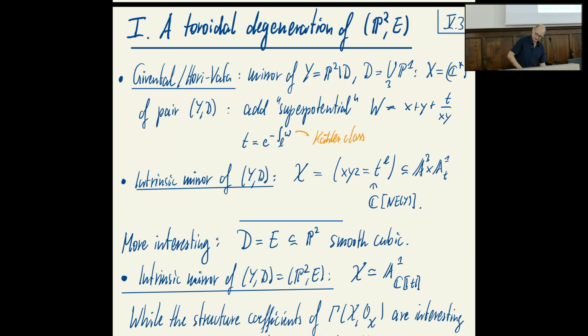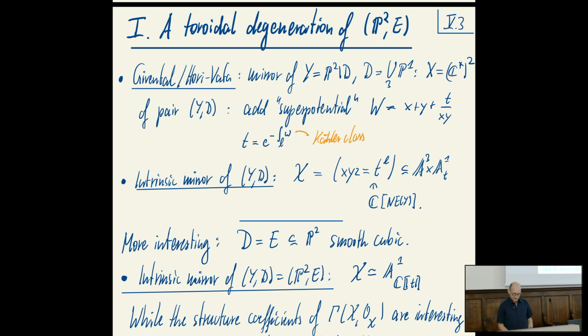So this is not what people typically do with mirror symmetry. If you ask what is the mirror of P2, people would point to constructions done in the early 1990s, Givental or Hori-Vafa. So you could look at the mirror, for example, of P2 minus the toric divisor. That's just a C star squared. And the mirror is also a C star squared. That's kind of boring.